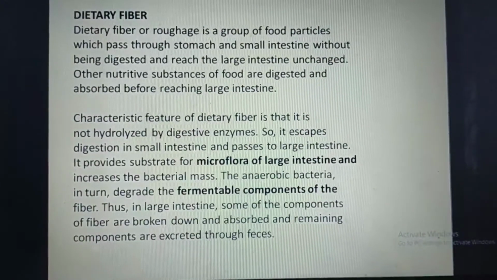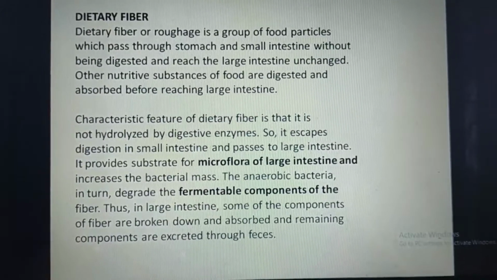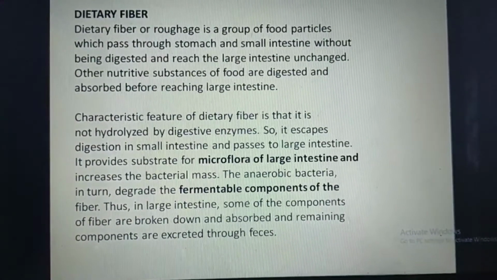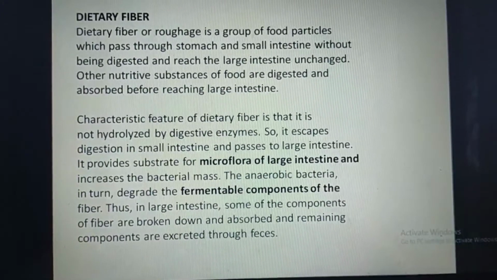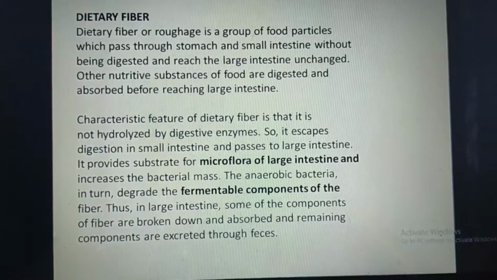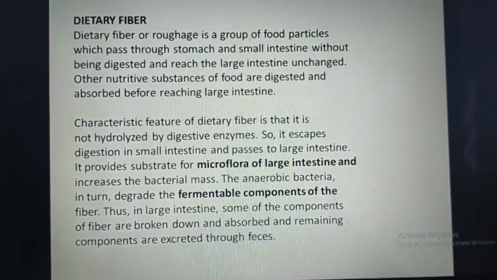It provides substrate for microflora of large intestine and increases the bacterial mass. The anaerobic bacteria in turn degrade the fermentable components of the fiber. This is how in large intestine some of the components of fiber are broken down and absorbed and remaining components are excreted through the feces.